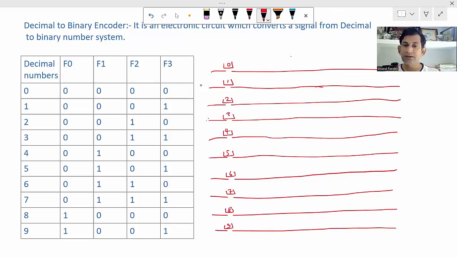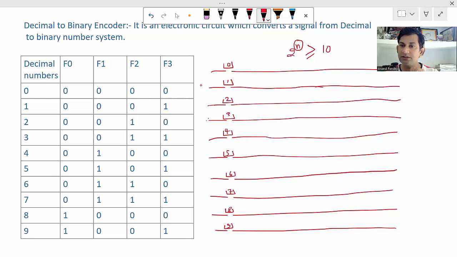So on the basis of the number of input lines, we decide how many output lines will be there. So what is the logic? See, how many input lines are here? 10 input lines are here. So 2 to the power n, this will be the number of output lines, must be greater than or equal to 10. This is the rule.